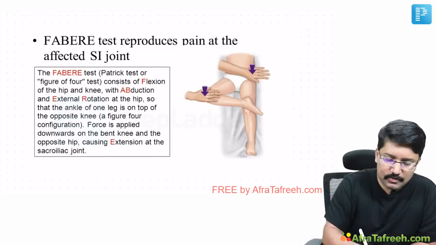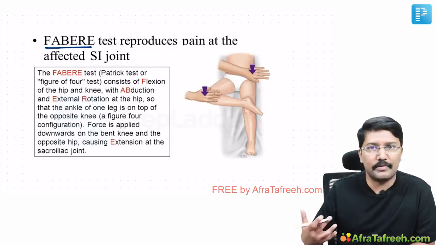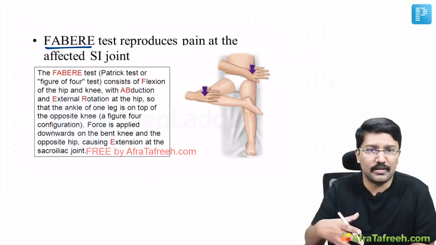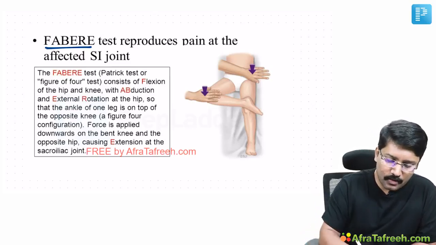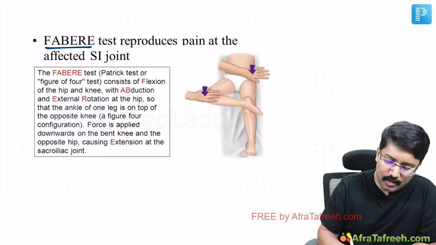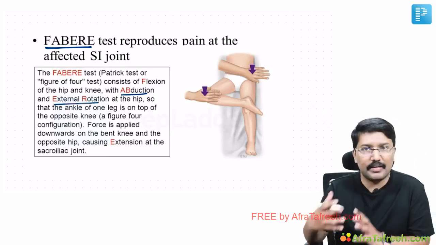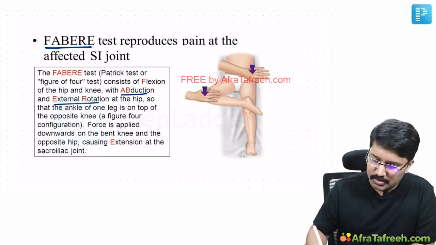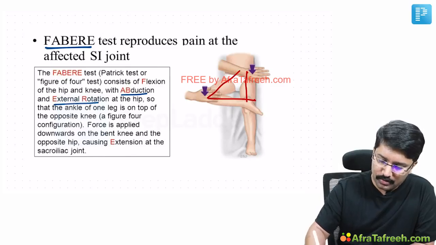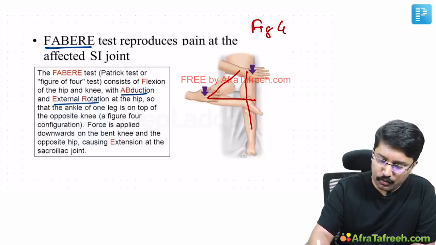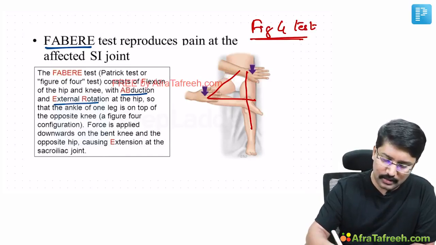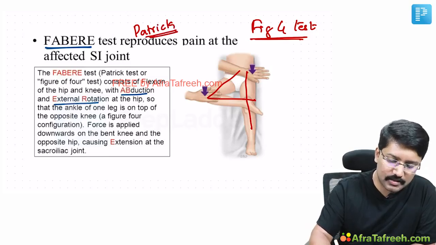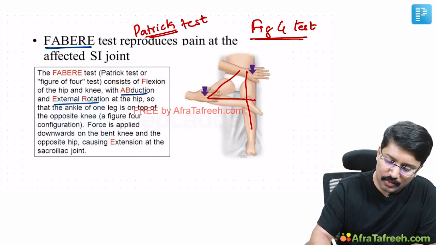What do we do in this? The first test is Fabere's test. Fabere in itself is a mnemonic, which goes to say that what we are doing to the hip is summarized in the name. We are basically causing flexion of the hip, then abduction, external rotation, and finally extension of the hip. This puts the patient into a figure of 4 position. If you look at this, it looks like a 4, so this is also known as the figure of 4 test, and it is famously known as Patrick's test. Fabere is basically a mnemonic. The real name of the test is Patrick test. Orthopedics people would be calling it Patrick test.